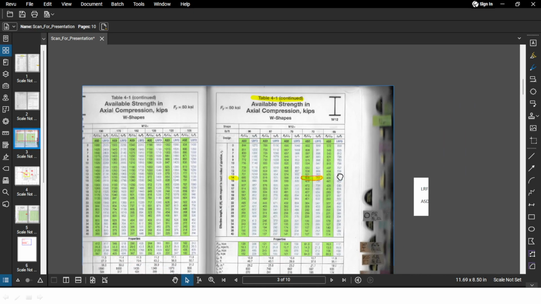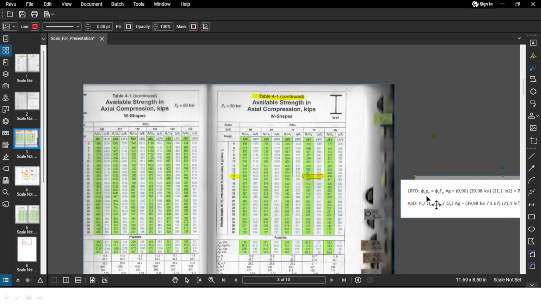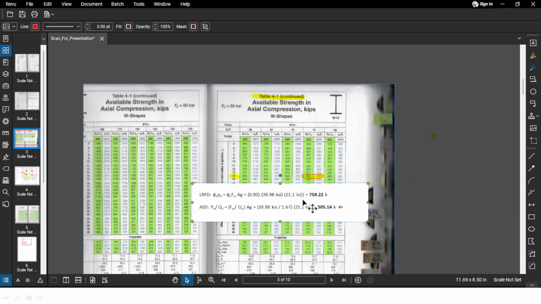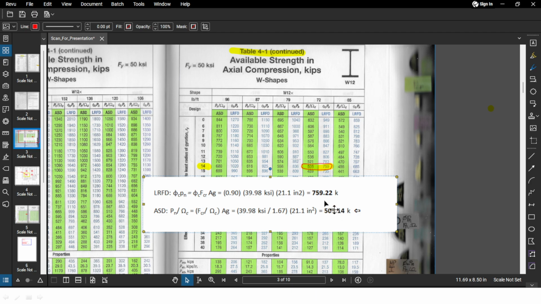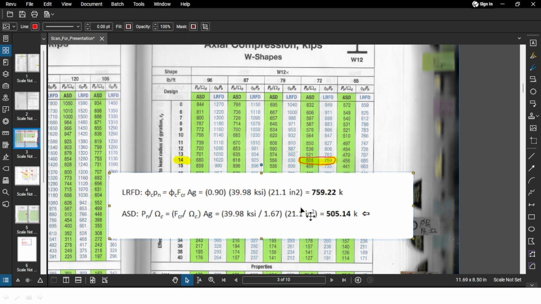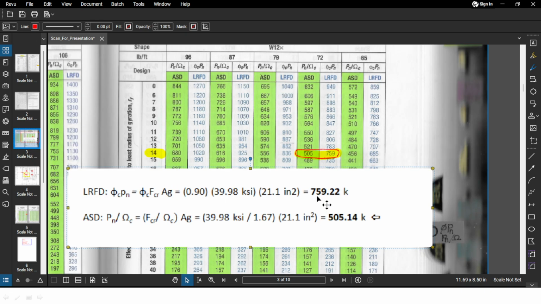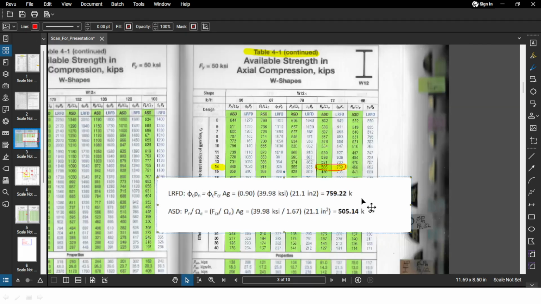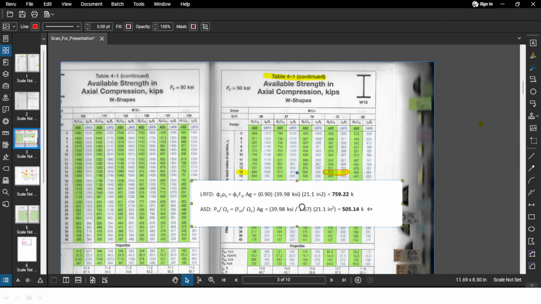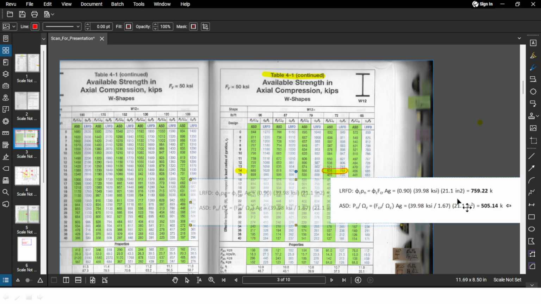Actually, I have it here. Yeah, here is the value from using the formula from section E3. What we have here is 759, which is this one. It's very close because the table rounds to the nearest whole number. We have 505, so this one. So this is the reference of using the formula and the table.